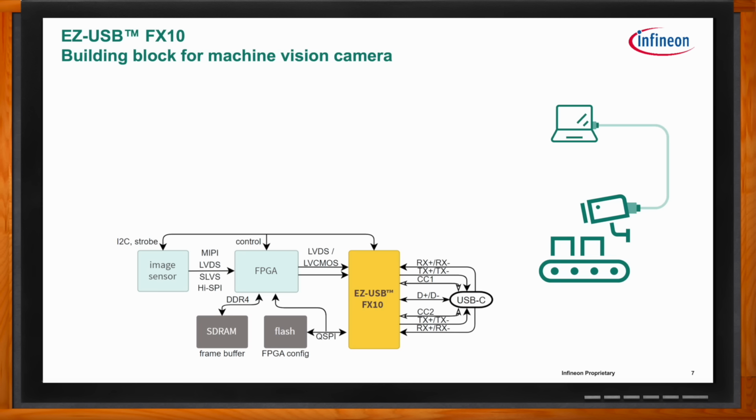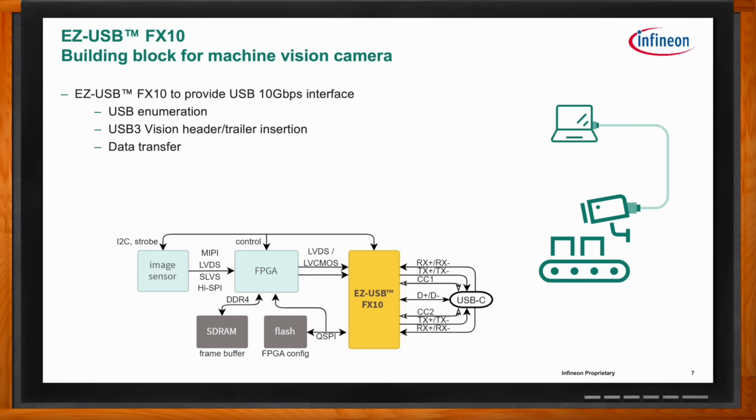FX3 has been used in machine vision cameras since the USB3 Vision standard was introduced back in 2013. This USB interface has greatly improved usability in terms of machine vision cameras. However, resolution and frame rate keep increasing, requiring higher bandwidth. Now it can actually improve the resolution, the capability, and the frame rate.